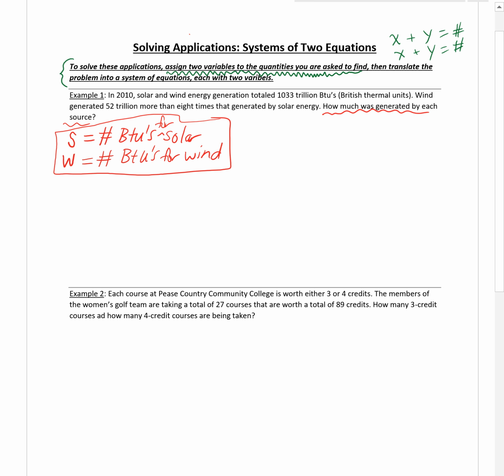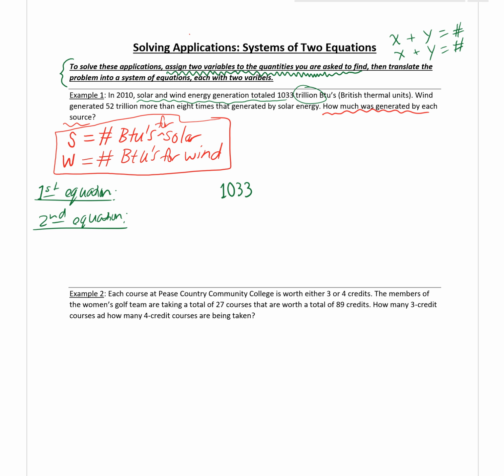All right, now that I have two variables, I'm going to try to set up two equations. First equation, I'll put here. Second equation I'll put here. Let's see, so the first sentence they said, solar and wind generation totaled 1,033. So probably something about 1,033. And don't worry about the trillion. We don't have to put 1,033 and a bunch of zeros. We can just keep in mind that everything in this problem is in trillions. No need to write all the zeros.